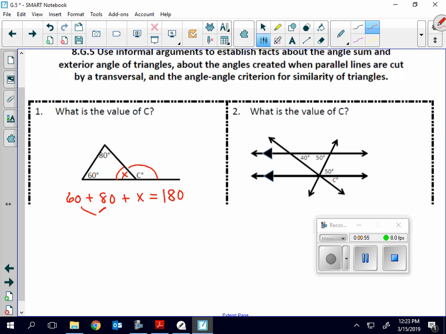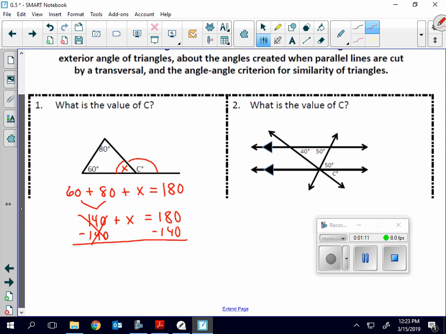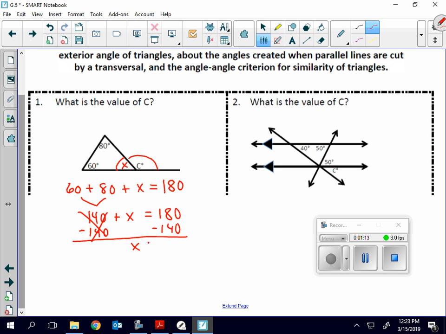So if we solve this, we combine our like terms. This is 140 plus X equals 180. And then we solve for X. All right, so we get X is 40. Now that we know what X is, we can find C.